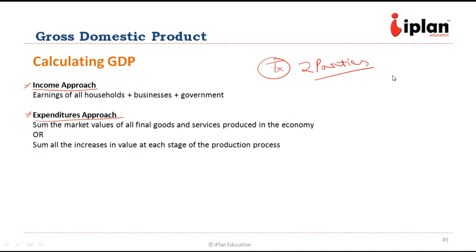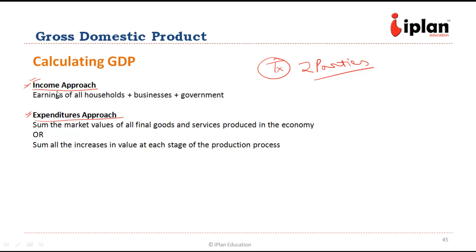So one party's income is another party's expenditure. So we cannot count it twice. So either we use income approach or we use expenditure approach. So there are certain sectors under which income approach is better because those values are directly available. For other sectors, the expenditure approach might be more useful.